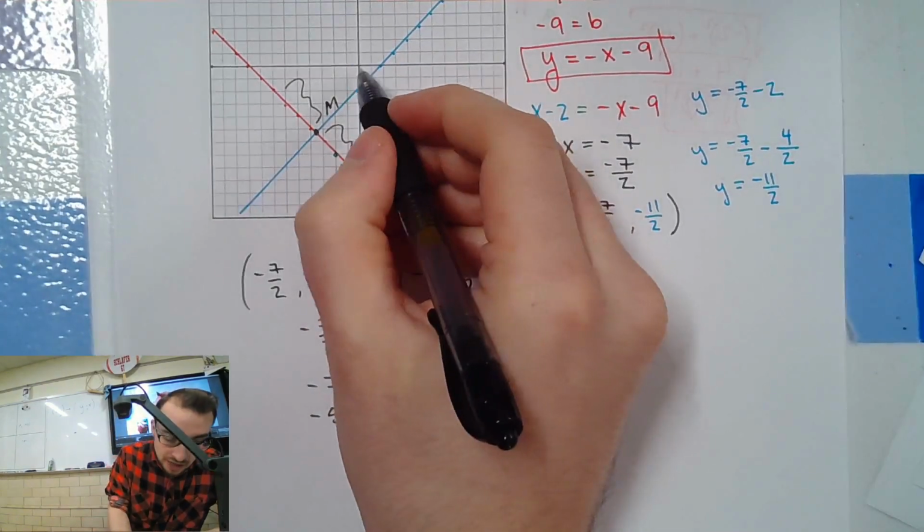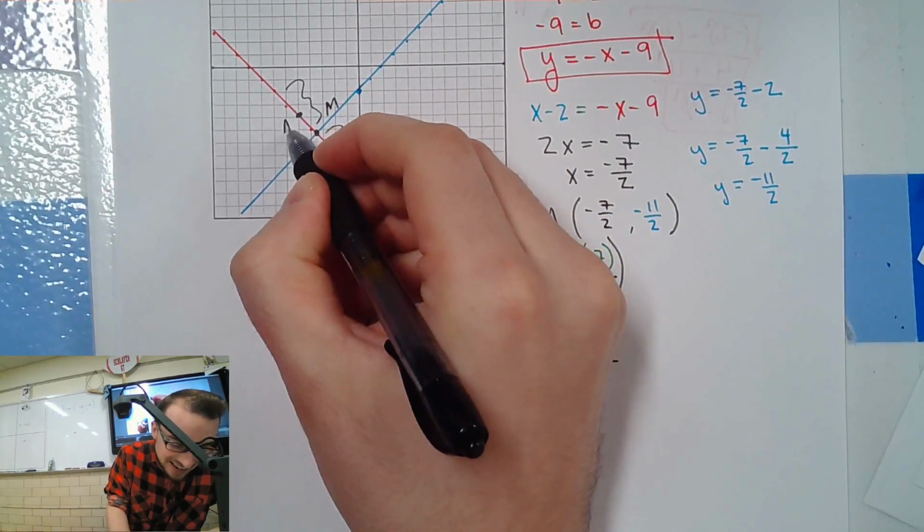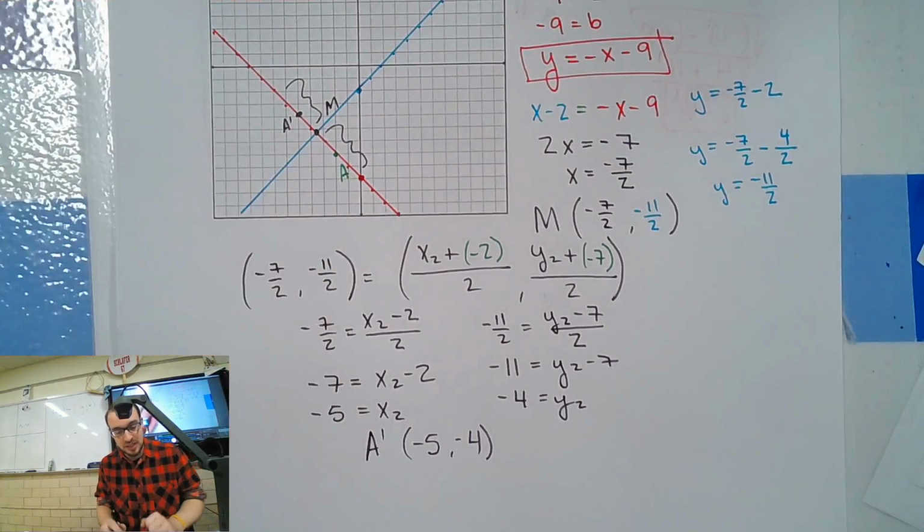Then we're going to add 7. When we do that, we get negative 4 equals y2. So that's negative 4. A prime should be at negative 5, negative 4. And if you look on your graph, 1, 2, 3, 4, 5, down 4. Oh, yeah. On the line, same distance on both sides.